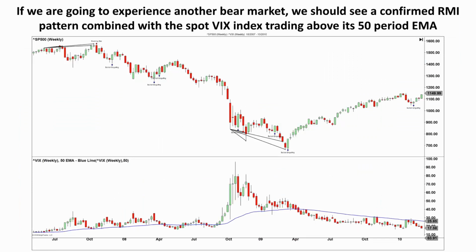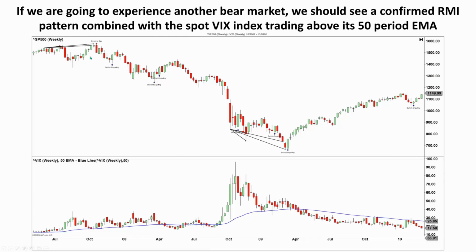And if we're going to experience that, technically what we will see is we should see a confirmed Rhodes Momentum Indicator pattern up at the high, combined with a spot VIX index that's trading above its 50-period exponential moving average. That is the bottom portion of the screen.